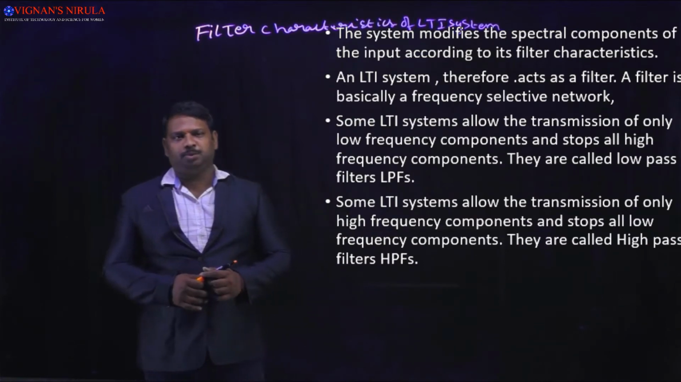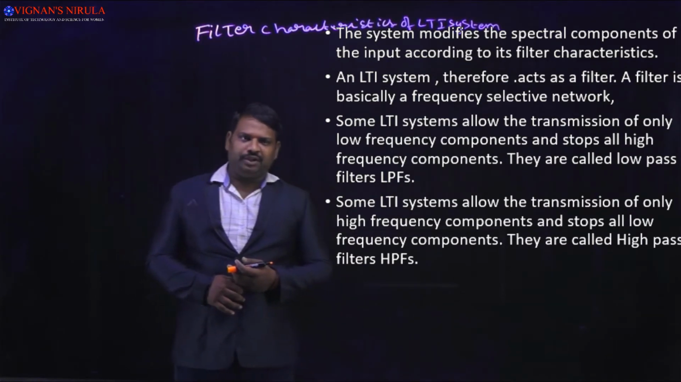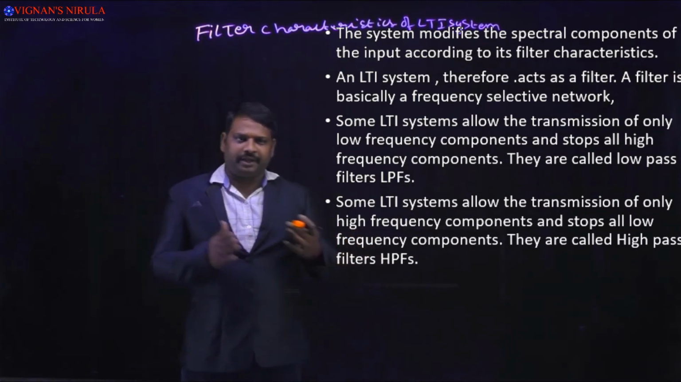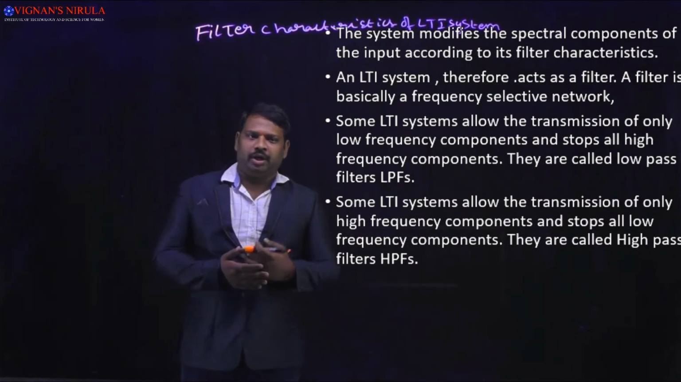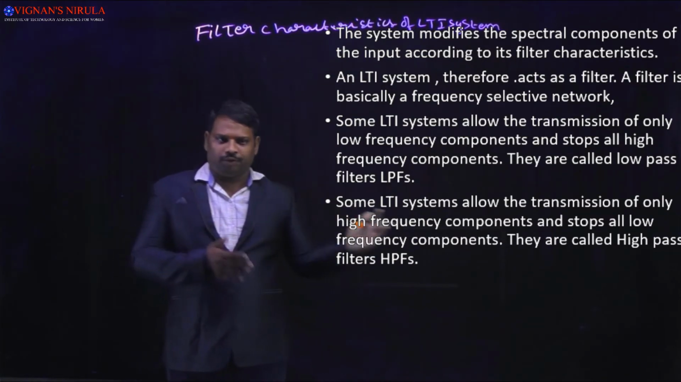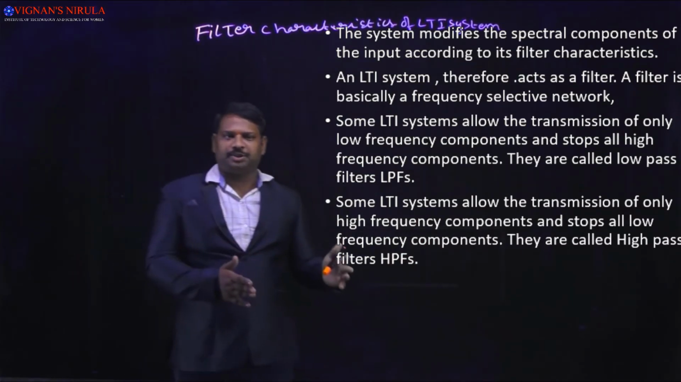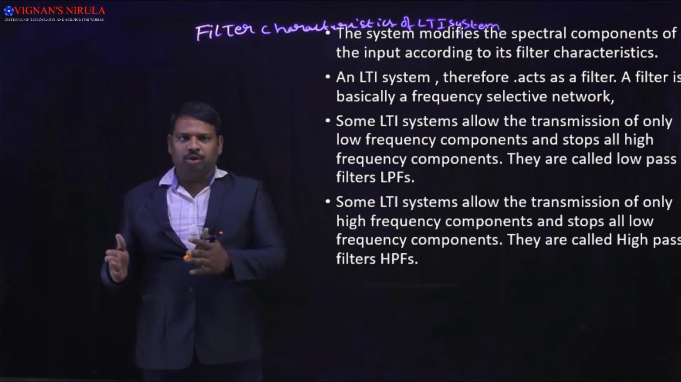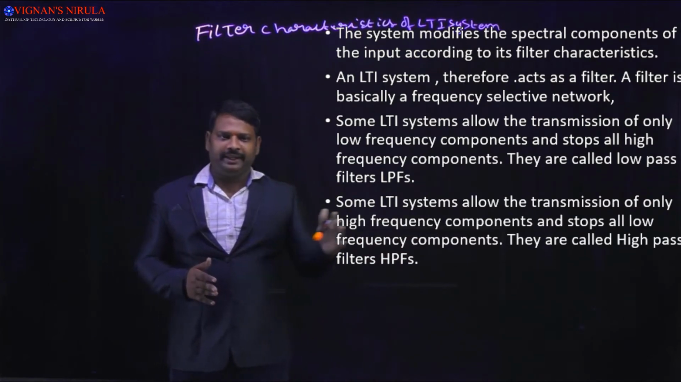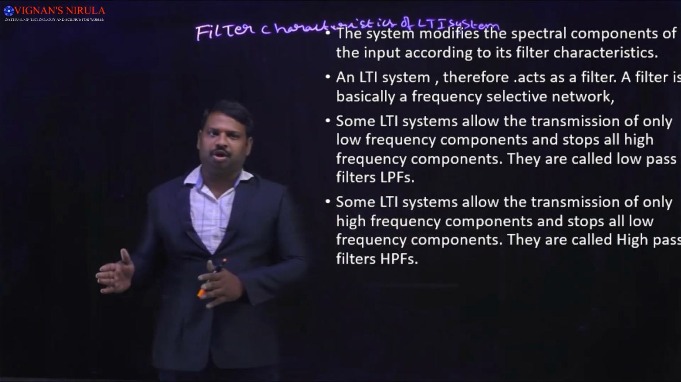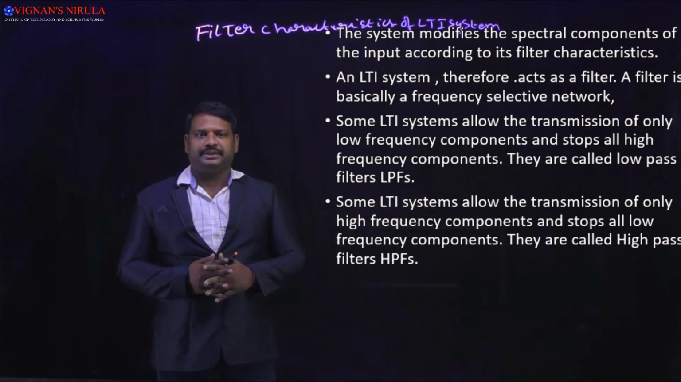We consider the different types of systems. Basically an LTI system acts as a filter which selects particular frequencies. That's called a frequency selective network. Some LTI systems allow the transmission of only the low frequencies and stop all the high frequencies. Hence they are called low pass filters. That means they allow low frequency signals and stop all the high frequencies. And some LTI systems allow the transmission of only the high frequency components and stop all the low frequency components. They are called high pass filters.